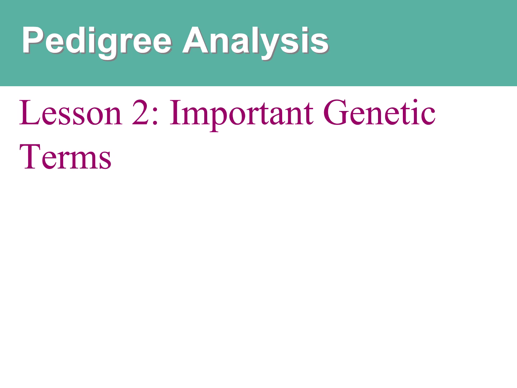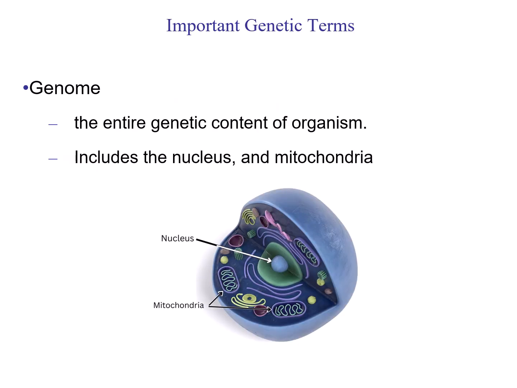In this presentation, I'll review several genetic terms that are relevant to pedigree analysis. Hopefully, you're familiar with these terms from previous introductions to genetics. The genome is the entire genetic content of an organism. In humans, most of the genome resides in the nucleus, half of which is contributed by both parents. However, a very small portion is also stored in the mitochondria, which only comes from the mother.